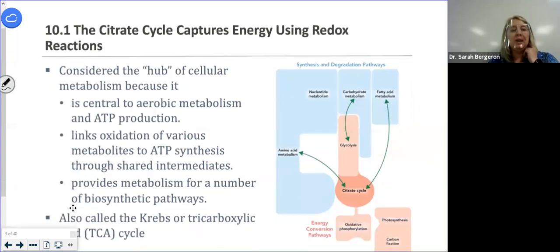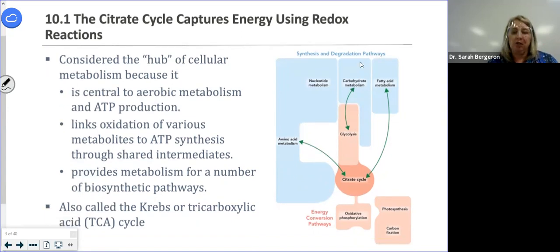The citrate cycle's job is to capture energy, right? All of this is about energy, and it's going to do that through redox reactions. If we look at the citrate cycle, we know that the products of glycolysis can be used in it, but that's not the only thing the citrate cycle can use as a substrate to generate energy carrying molecules for oxidative phosphorylation. It can also get carbon backbones from fatty acid metabolism. If you oxidize fatty acids, you can make acetyl-CoA, and you can go to the citrate cycle. Same thing with amino acids.